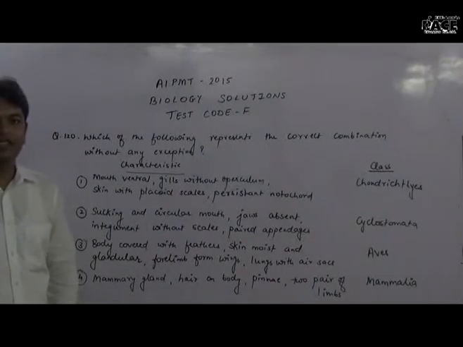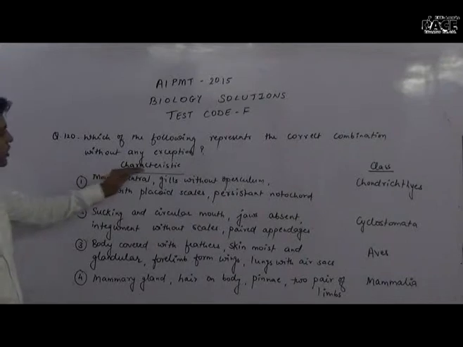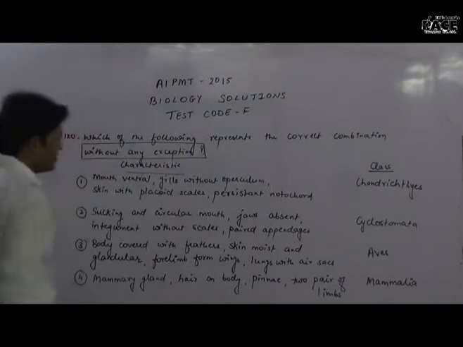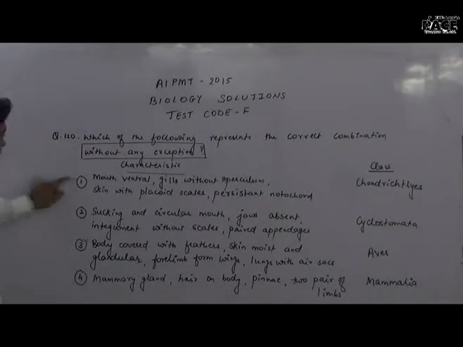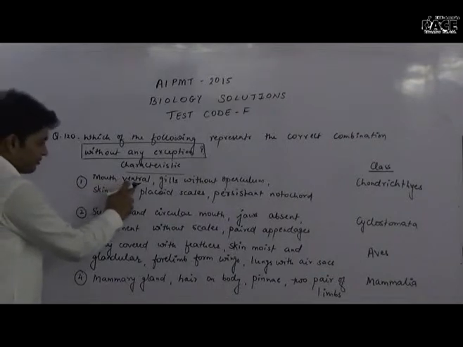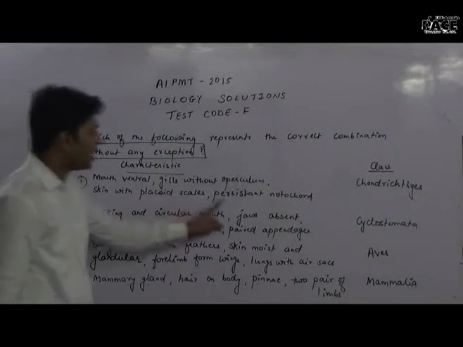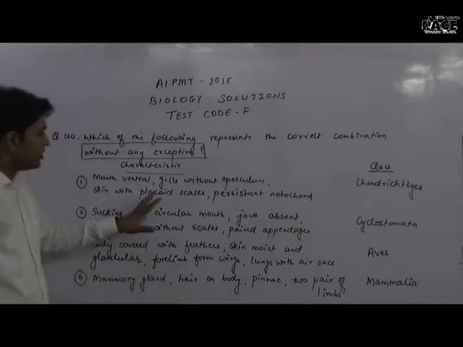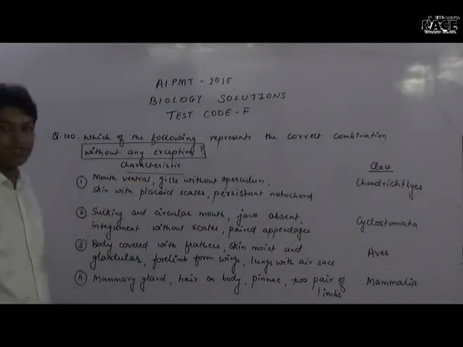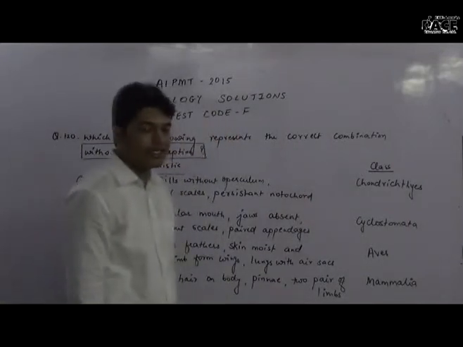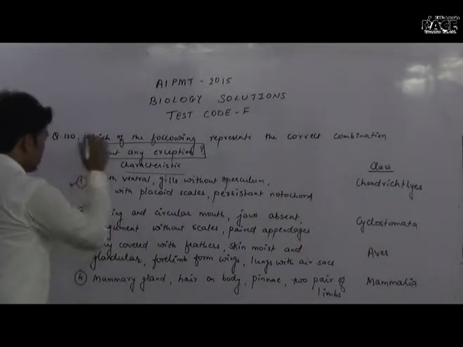Okay children, let us now talk about question number 120. The question says, which of the following represents the correct combination without any exception? Now the first characteristic that they have given is mouth ventral, gills without operculum, skin with placoid scales and persistent notochord. Children, all these 4 characters are mentioned under the class Chondrichthyes in your NCERT textbook. So the first option is correct.